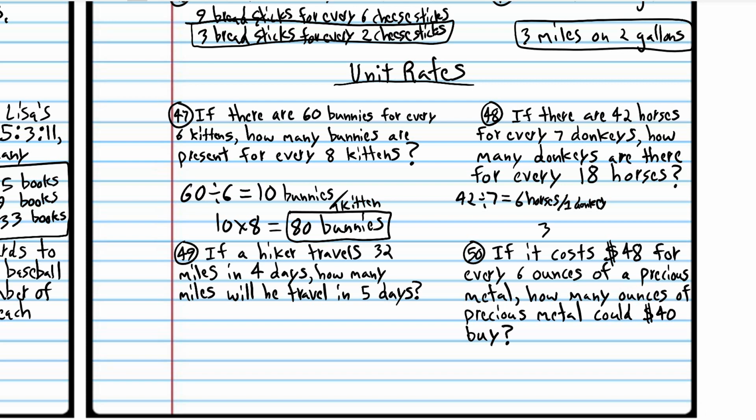So this problem was actually a division problem. We had to do 18 divided by 6 to get 3 donkeys. So if you got 3 donkeys, good job. All right, now why don't you try one on your own, and when you come back, we'll do it together.